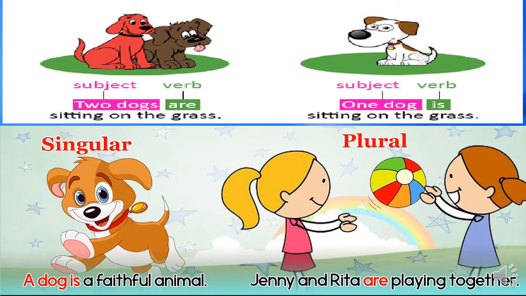Next we have a dog is a faithful animal. A dog is a singular subject which is followed by the singular verb is. So that becomes a dog is a faithful animal. Jenny and Rita, it is a plural subject because we have two people there, and then that is connected with the verb are because it is plural subject, we have plural verb. So the sentence becomes Jenny and Rita are playing together.